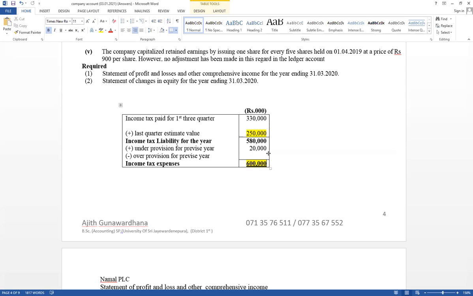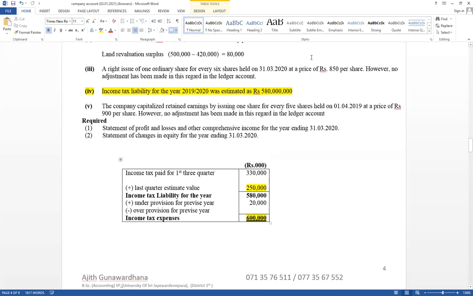Like doubtful debts provision or provision. Income tax is also the same way. Estimated and considered as expense, but the actual value has a difference.